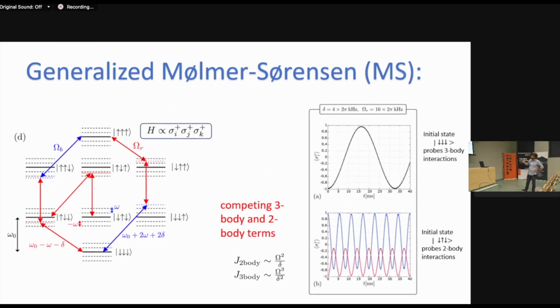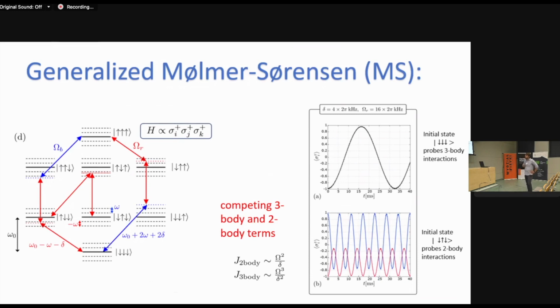So here we take an initial state which is spin polarized, and then we only get the 3-body Rabi oscillation. So this is the dynamics which we want to have. But if you take a different initial state like that, there's also dynamics, and it's much faster, and this is generated by the 2-body interactions. So the good thing is now, if you look at how these interactions scale, the 2-body interactions scale with 1 over the detuning, whereas the 3-body interactions scale with 1 over detuning squared.